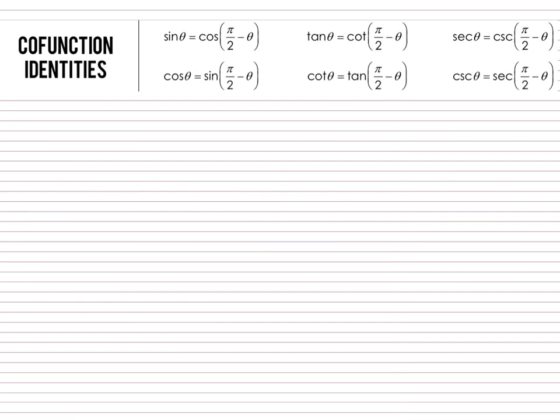Something new for this week is the next type of identities called the cofunction identities. I'm going to prove this to you once, but you don't have to remember how to prove it. If we think about sine and cosine, those two go together. Tan and cotan go together. And secant and cosecant go together. That's kind of your hint on how to remember which ones go with which.